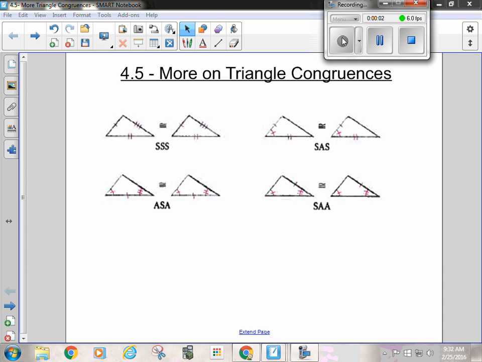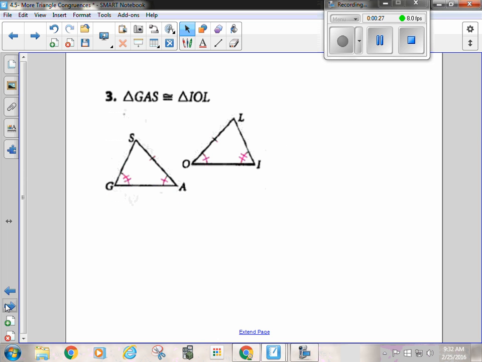Okay, ladies and gentlemen, we're revisiting those triangle congruences again from yesterday. And we talked about these four congruences: side, side, side; side, angle, side; angle, side, angle; or side, angle, angle, which we also call angle, angle, side. Those are our only four choices. If it doesn't fall into one of these, then we cannot prove our triangle is congruent.